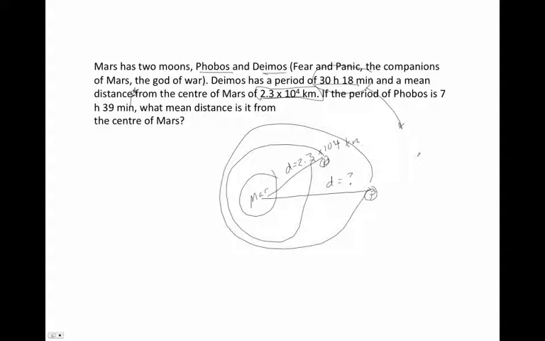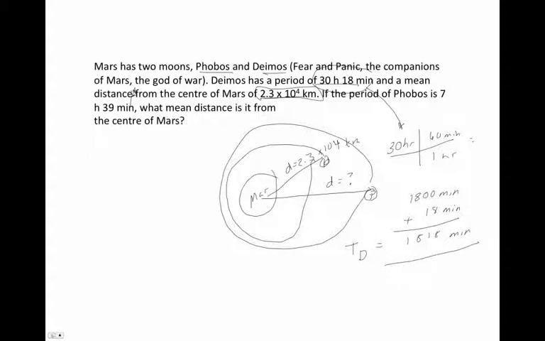Doesn't matter which way you convert. You can go to hours or you can go to minutes. Usually it's better to go to the smaller unit. So we've got to convert that to all minutes. So 30 hours. Using some dimensional analysis. So the period of Deimos is equal to 1818 minutes.